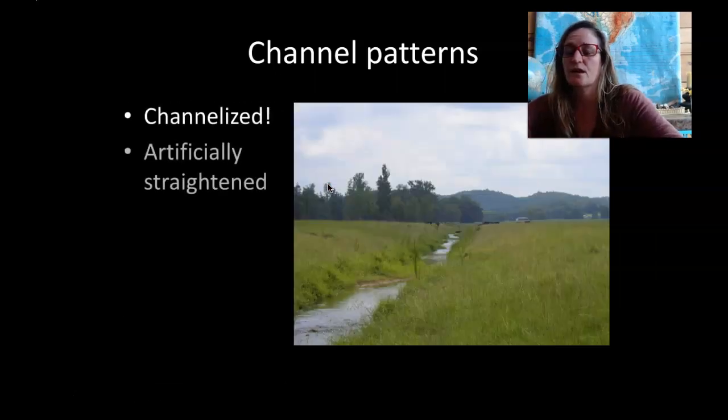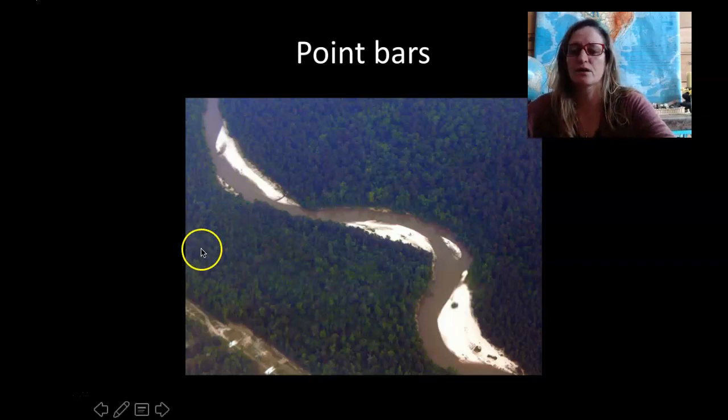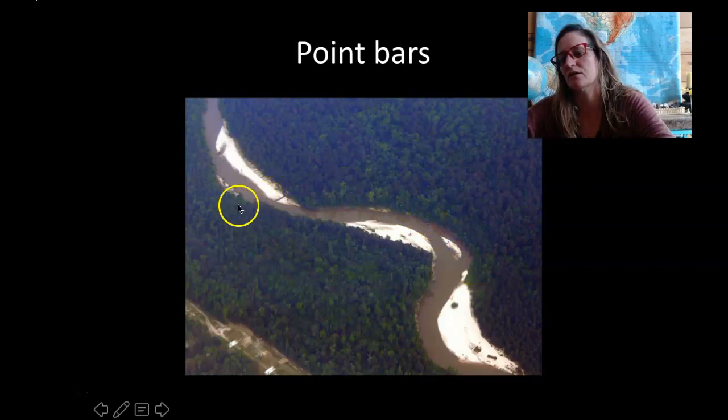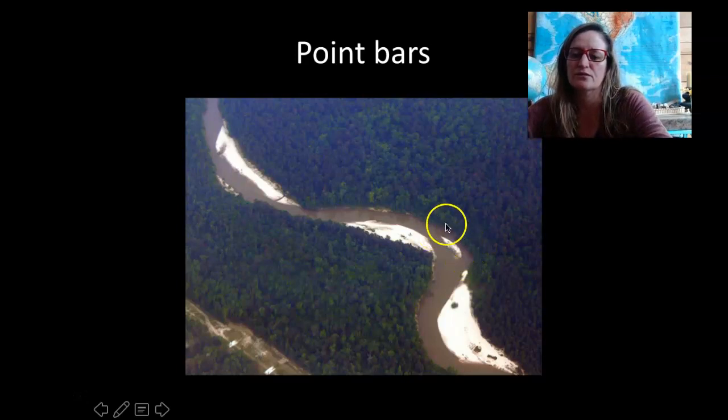Artificially straightened. A normal stream would look more like this, where we have point bars growing on the inside of the stream channel, and then erosion at the cut bank on the outside. Deposition on the inside, erosion on the outside. The velocity increases as it goes around this bend. It goes around the bend and erodes that cut bank, depositing material in the slope area of the stream on the inside of the point bar.